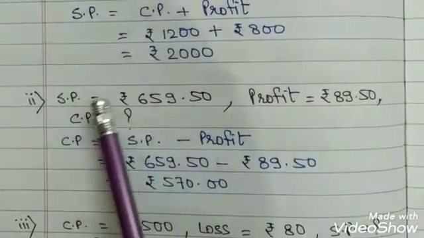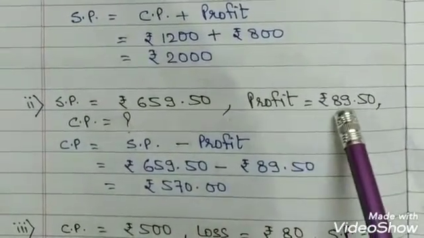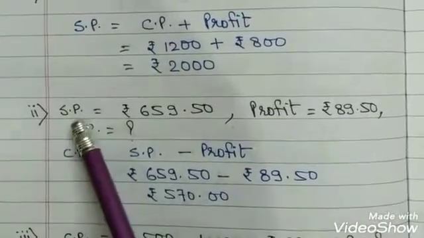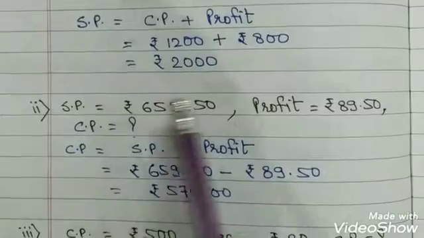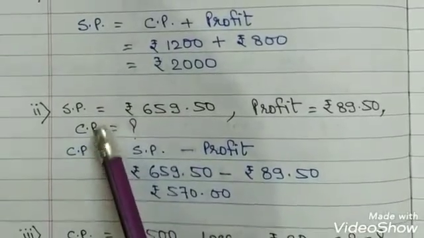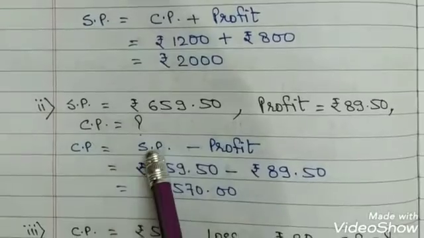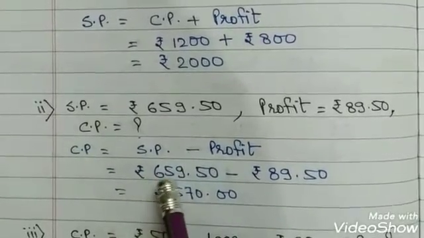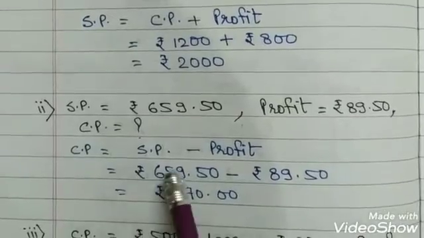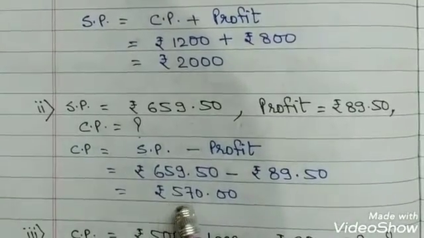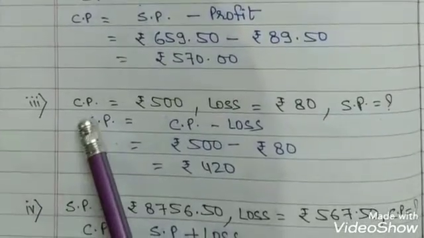Next example, SP is equal to rupees 659.50 and profit is equal to rupees 89.50. Now SP is there and profit is there. We have to find CP. Now we are having profit, so CP will be less. So to find the lesser number, we will subtract the numbers given. So CP is equal to SP minus profit, rupees 659.50 minus rupees 89.50. When we subtract the numbers, we get the answer 570.00.